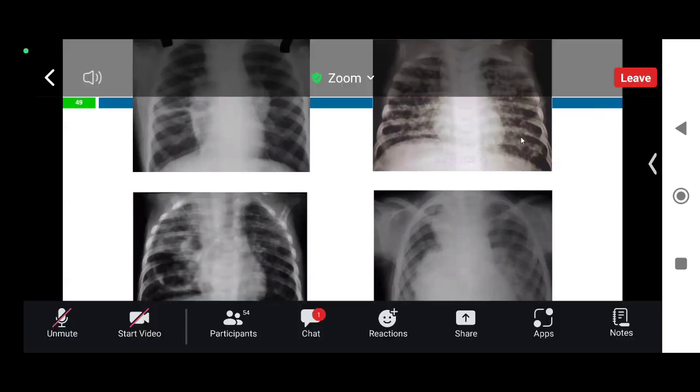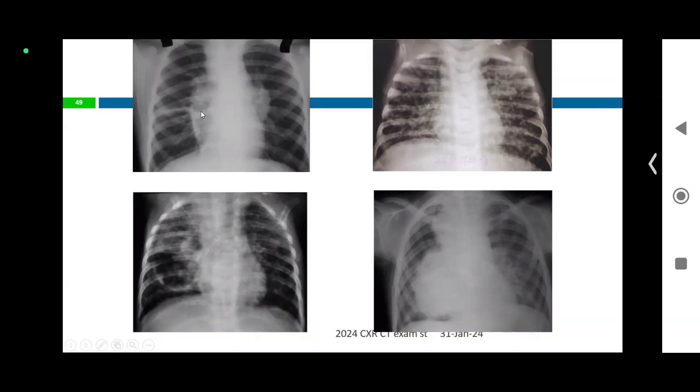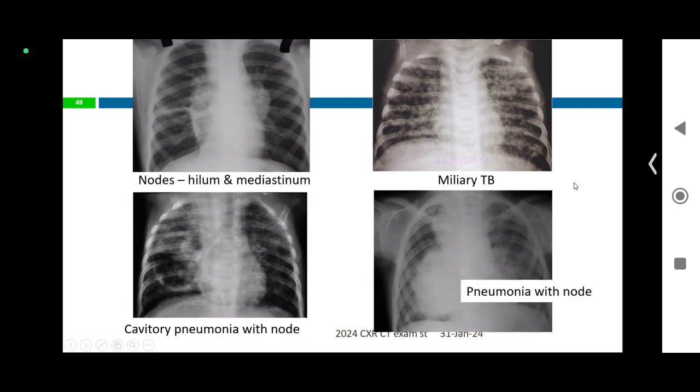The first one on the left is hilar adenopathy. This happens most often in TB. Then you have a big cavity along with a node. This again happens in TB. You have a node and a pneumonia. This again happens in TB. This was taken by me in March 2009. This is a miliary mottling. Quality is not so good, but this is a miliary mottling. So all these can come in tuberculosis. Okay.